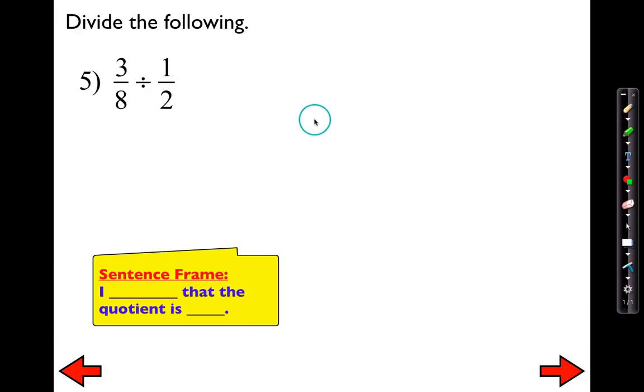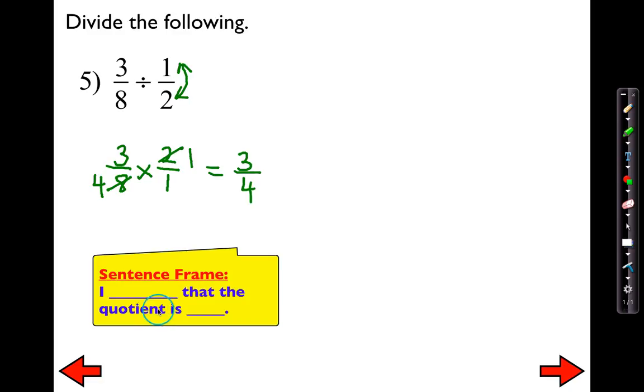Number 5, we have 3/8 divided by 1/2. Again, hopefully you understand that that's the same thing as saying 3/8 times the reciprocal of this, which is basically times 2/1. Now that I've turned it into a multiplication problem, I know exactly what to do. I'm just going to check if I can cross reduce. 3 and 1 don't have any factors other than 1 that I can reduce by. 8 and 2 do have a factor in common I can reduce by, which is 2. 8 divided by 2 is 4. 2 divided by 2 is 1. So here, 3 times 1 is 3, and 4 times 1 is 4. So I concluded that the quotient is 3/4.